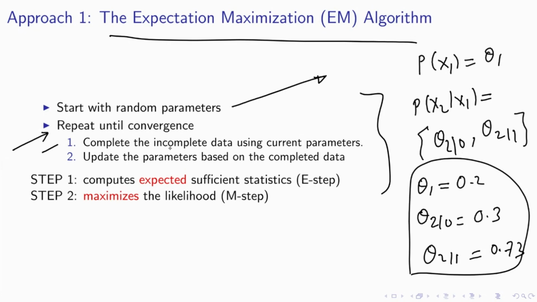In step 1, which is called the expectation step, you complete each incomplete example. Remember, we are in the partially observed data case. So we take each partially observed example and complete it using the current parameters. Once you have completed each example in multiple ways, what you essentially have is fully observed data. You've taken your partially observed data set and converted it into a fully observed data set after you're done with step 1.